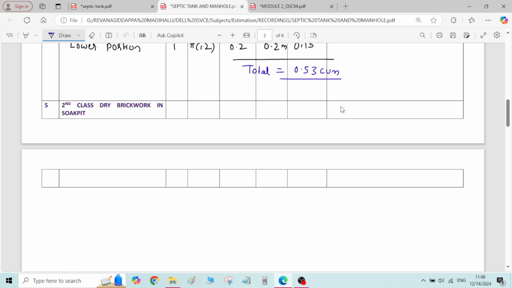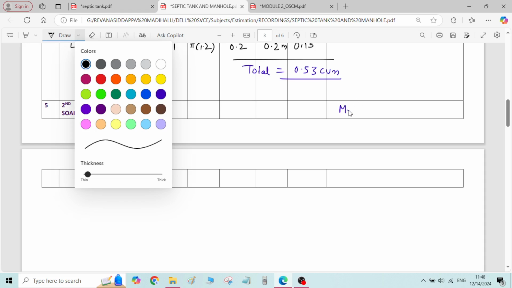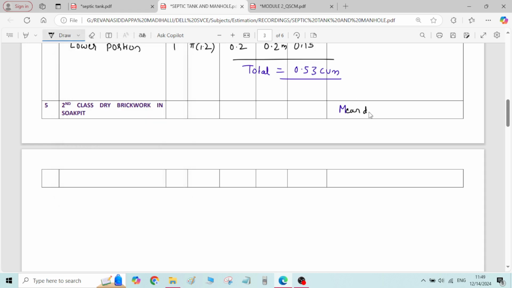Directly I'll do the calculation here. Mean diameter is 1 plus 0.2 divided by 2 plus 0.2 divided by 2, 1.2 meter. Number is 1. So perimeter we will get as pi into 1.2 meter.